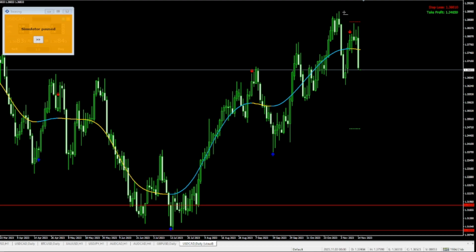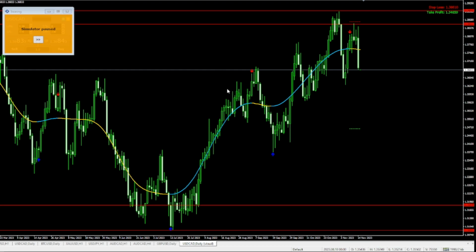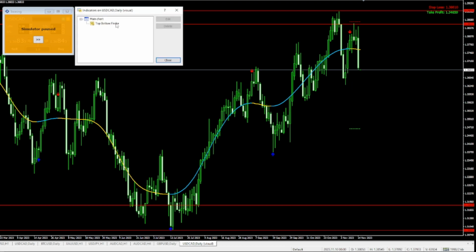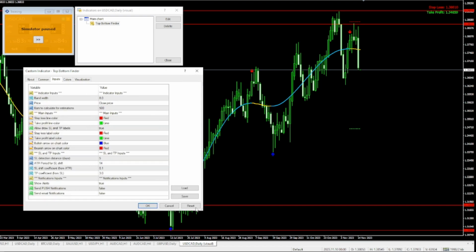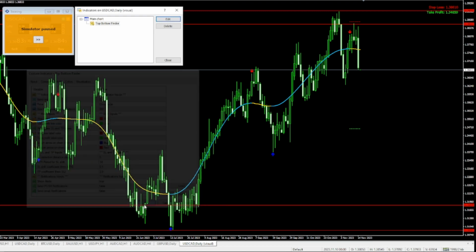By smoothing out erratic moves and filtering out noise, the Top Bottom Finder provides traders with clear and actionable insights into market trends. This means no more second-guessing or relying on lagging indicators. With the Top Bottom Finder, you'll always be one step ahead of the curve. Now, under the settings for the indicator, you will notice that we have a few options for customization. We can adjust the bandwidth as well as the ratio for our take profit according to our specific trading strategy.